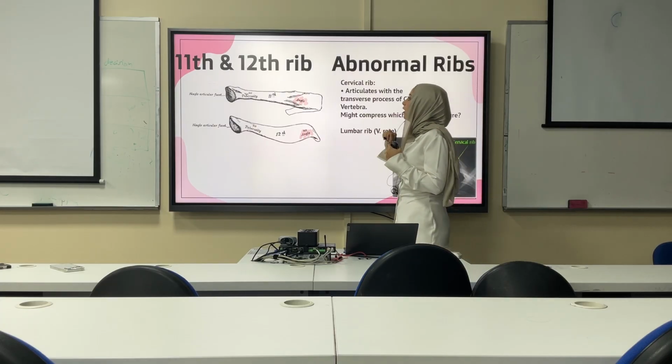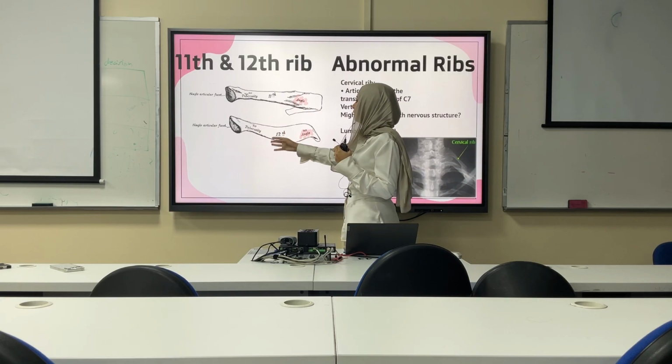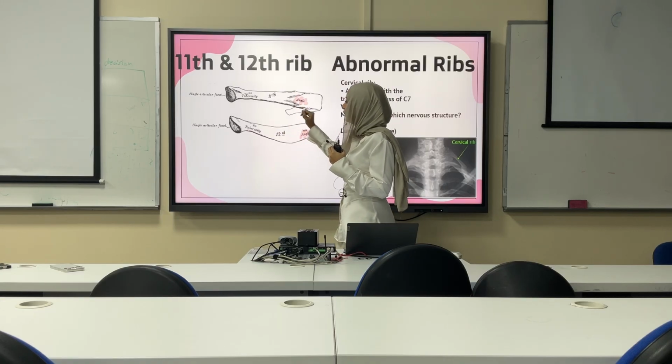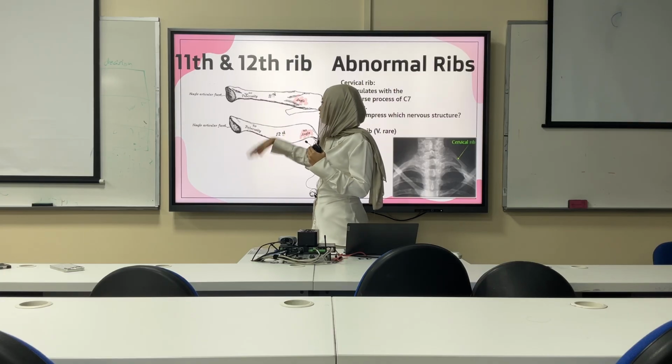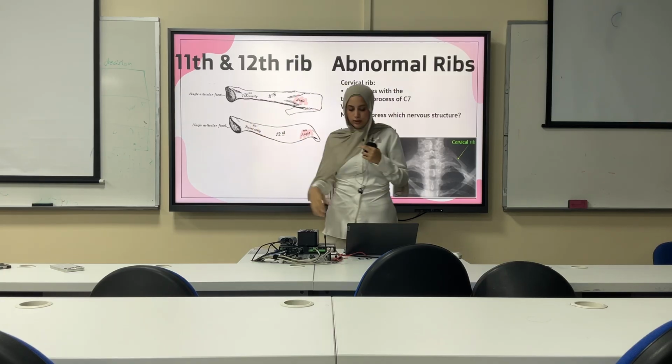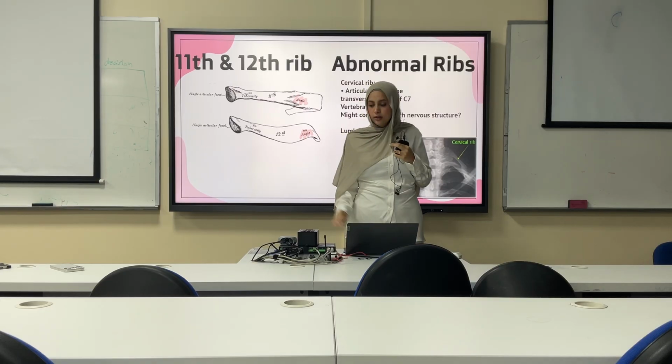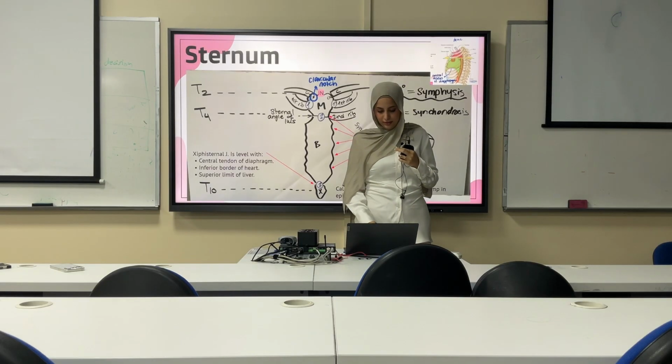Might be. And then you can see here how the 11th and the 12th ribs are short. The 11th is slightly longer. That's why it has an angle. No tuberosity, no neck, no anything, and also a single articulation. And then the lumbar rib, just skip it.